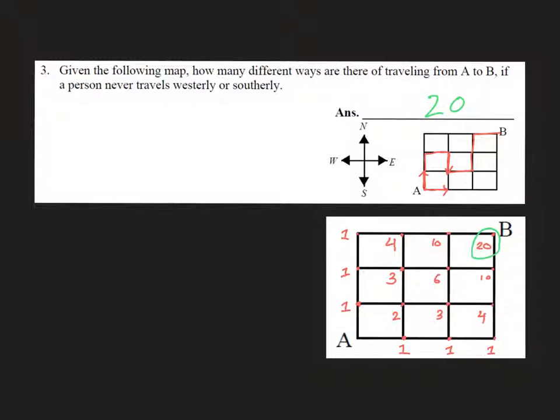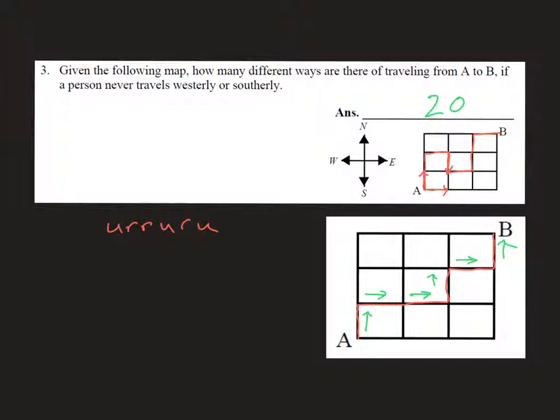Now here's a second way to do this problem. Let's erase this grid and consider this path. Let's write it as up, right, right, up, right, up. That means first you go up, then you go right, then you go right, then you go up, then you go right, and then you go up.